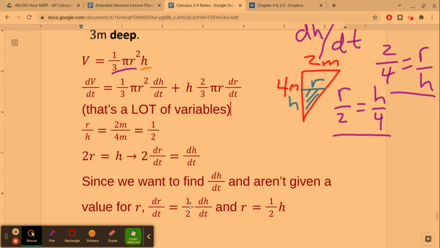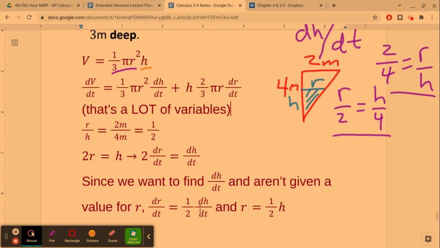So we get dr/dt equals 1/2 dh/dt. That's taking this equation and solving for dr/dt. And we also know that r equals 1/2 h. All right, so I solve for r here. I get 2r equals h, therefore r equals 1/2 h. So I've solved for r. I know nothing about r, but now I know it's equal to 1/2 h. I know nothing about dr/dt, but now I know it's equal to 1/2 dh/dt.